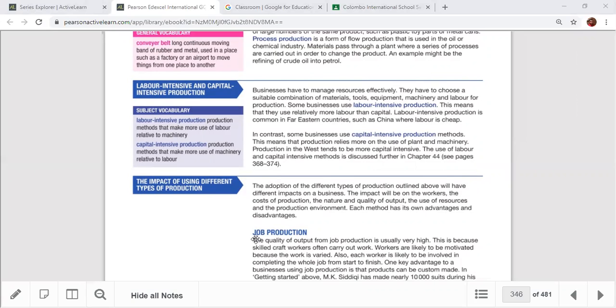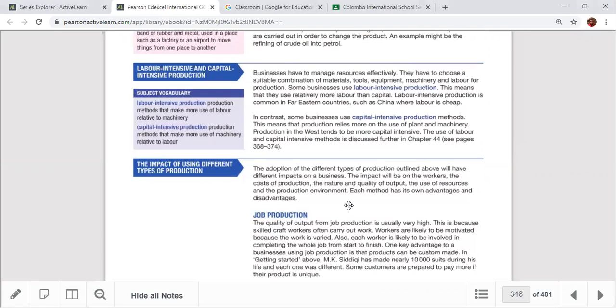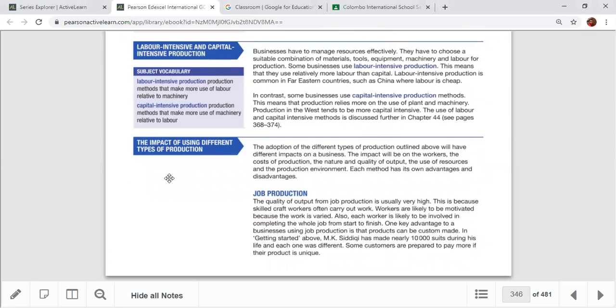Sometimes some organizations compared to labor have more machines. Few laborers, few machine operators, but more machines. That's called capital intensive, where the production method relies on more use of plant and machinery. Okay, so let's again look at the impact of different types of production. Let's analyze job production and batch production.